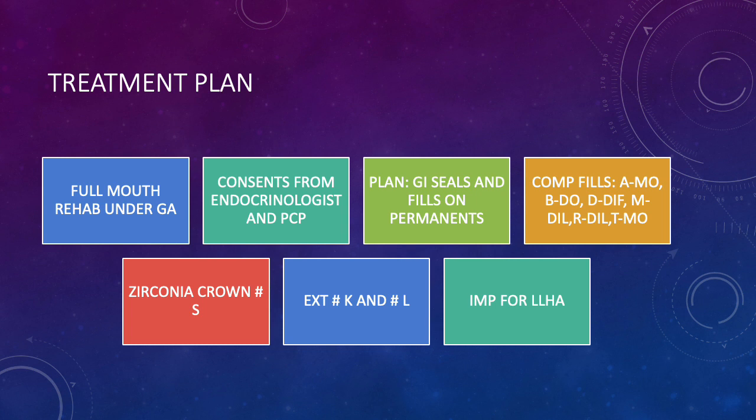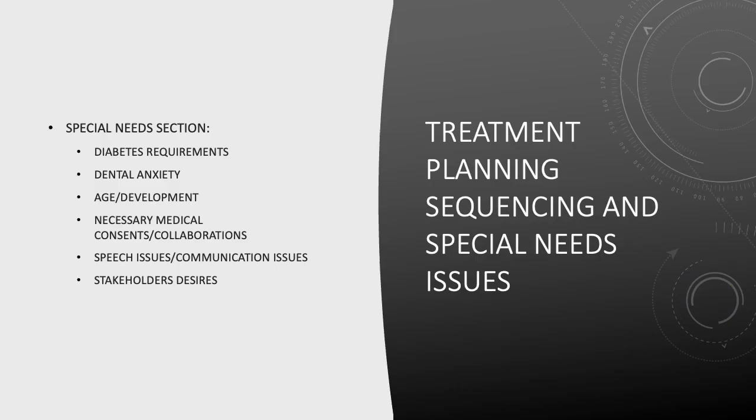I want to do a zirconia crown on number S, and I want to do extractions of K and L. I'm opting for a zirconia crown because no plaque will stick to it. This might help to keep this tooth in his mouth longer. And then because I am taking out 2 teeth on the lower right-hand side, I cannot use a single-sided spacer. I need a dual-sided spacer, which is why I'm opting for a lower lingual holding arch.